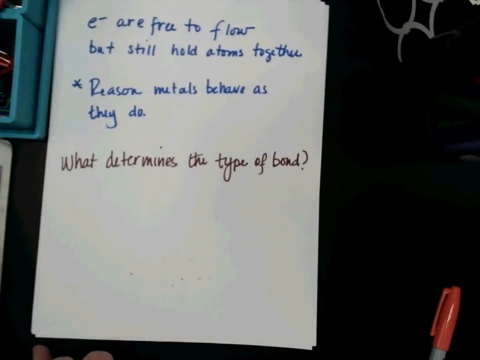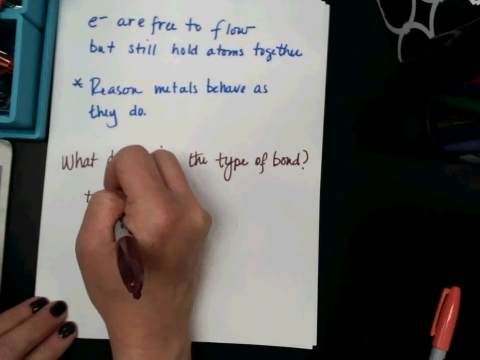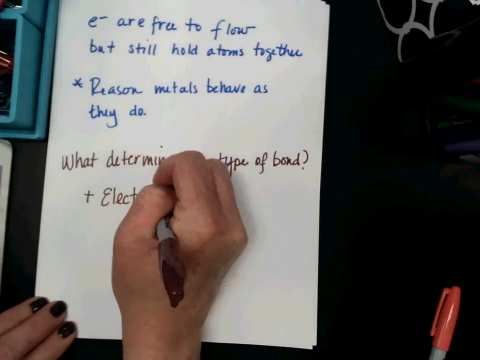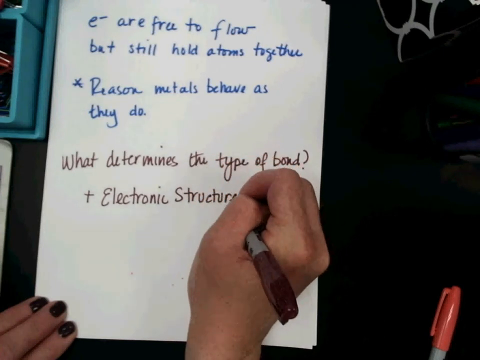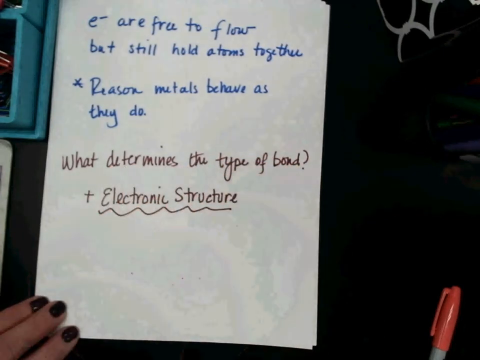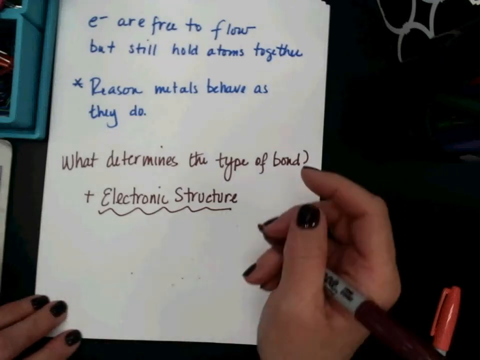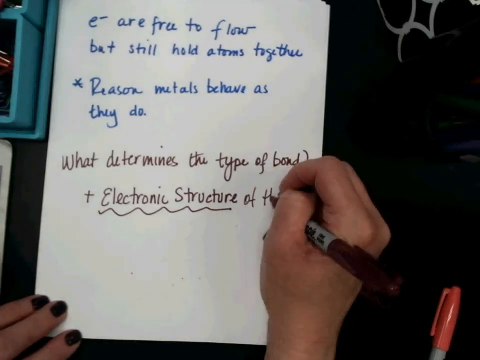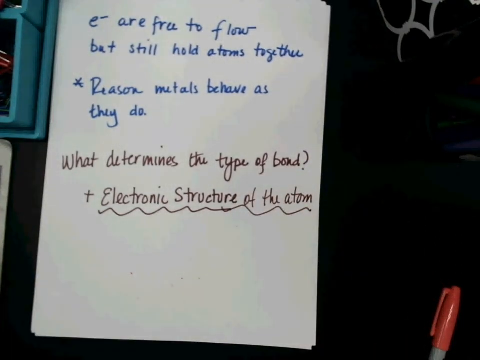Well, when we really think about that, it's a pretty simple answer. What determines the type of bond, really, is the electronic structure. And when I say that, I mean like, how many electrons does it have? Where are the electrons? Does it want to keep them? Is it more beneficial to share them? Is it more beneficial to give them up? So we have to think about all those things. It's the electronic structure of the atom.